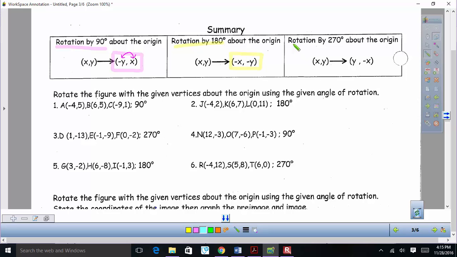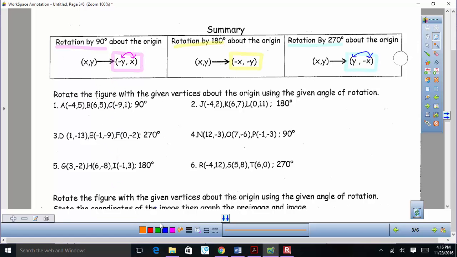And then last, we didn't see an example of this, but rotation by 270 degrees. So what you do there is you, again, swap your x and y like you did for 90, but this time our x is going to change signs instead of our y. So we are going to use those rules to do a couple of these examples.